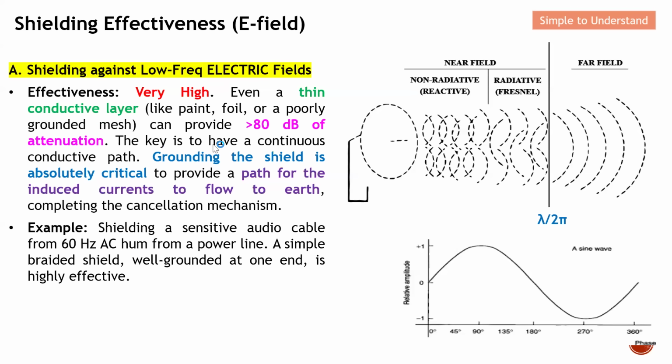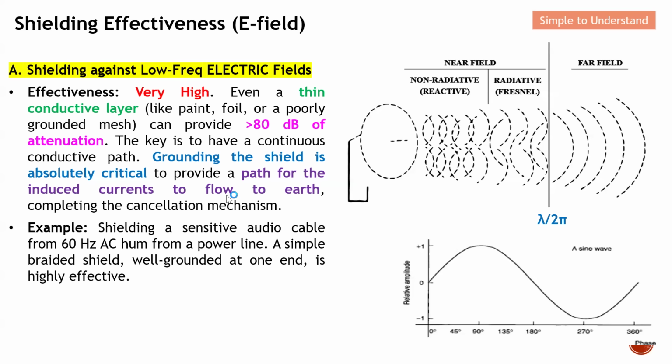The key is to have a continuous conductive path. This is also very important: make sure that you remember to ground the shield. Without grounding the shield, it will not be that effective anymore. So keep this in mind, you need to ground the shield. This is absolutely critical to provide a path for the induced current to flow to earth and complete the cancellation mechanism. So in order for reflection to be effective, make sure you ground the shield.